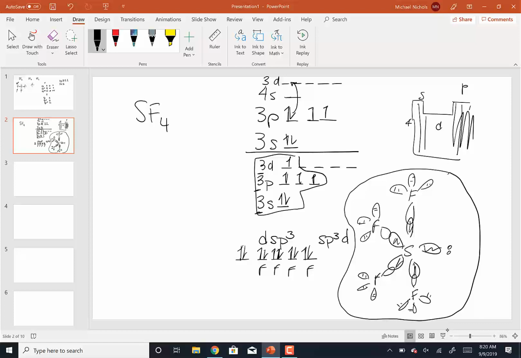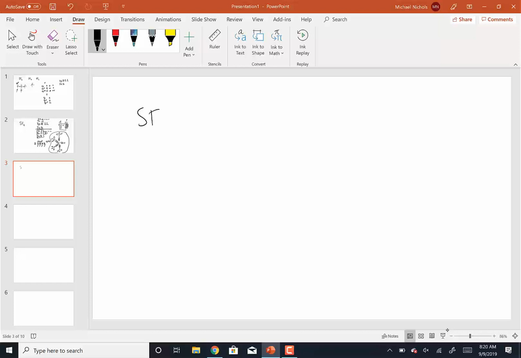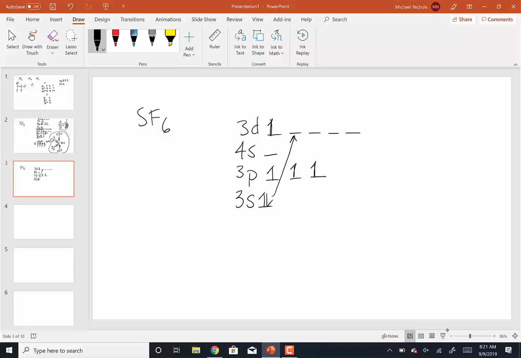So then if we were doing SF6, I now need 2 more unpaired electrons. I now would say, okay, I have 3s, 3p, my 4s, my 3ds. I would do exactly the same thing. I'll start with my dsp3 hybridized excited state, and I'm going to go 1 more. So now I'm going to take this pair of electrons, and I'm going to unpair it and promote 1 into the 3D.